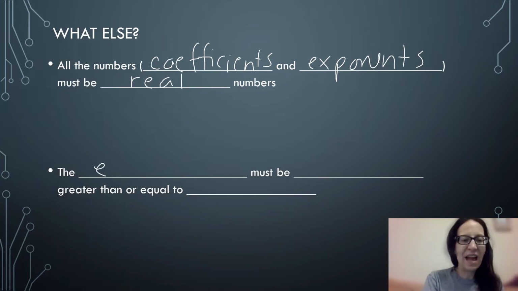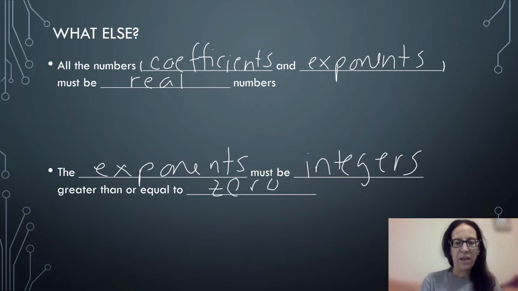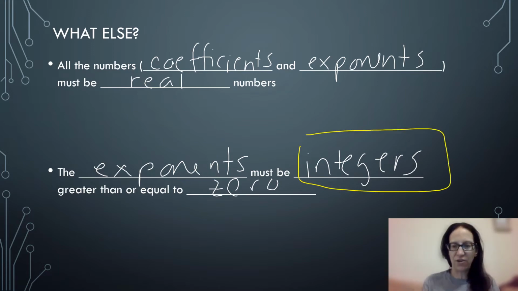And the exponents have a specific requirement. They must be integers greater than or equal to 0. And so again, we run into the problem where if there's another word in the definition that you might not know, you have to back up and define that. I know that it's tedious, but if you don't know what these words mean and what they look like when you write them down, it becomes really problematic when you start using them in the math.